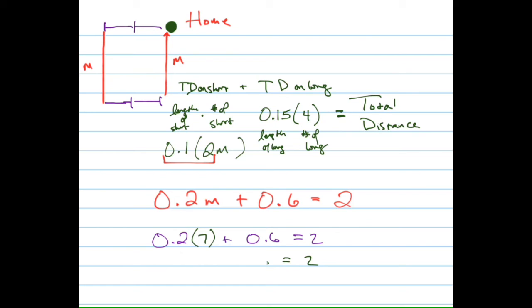What is 7 times 0.2? Yeah, 1.4. Does 1.4 plus 0.6 equal 2? Yes. So that means M is 7. Now, let's make sure that we've answered the question. The question was, how many short blocks must you run? What should our answer be? No. You're adding the 4 long blocks. We don't want to add the long blocks. We just want the short blocks.